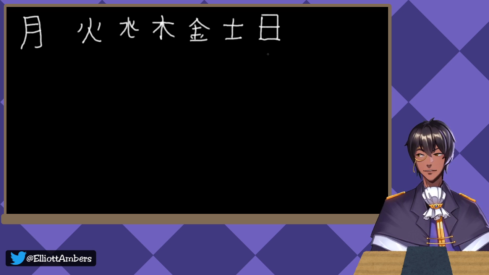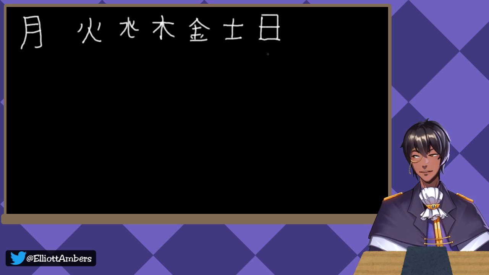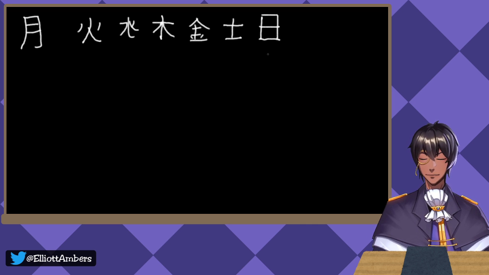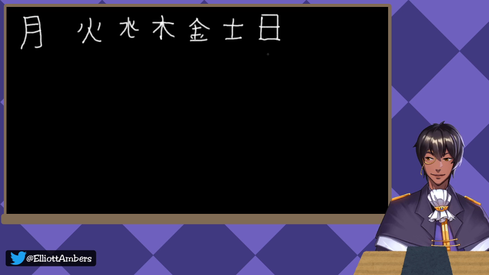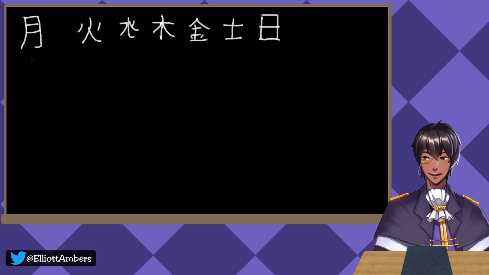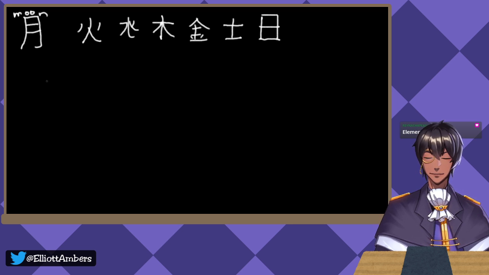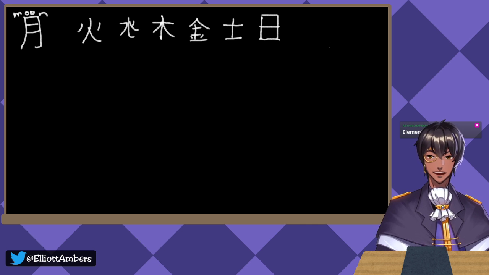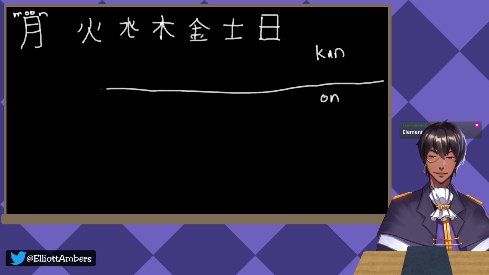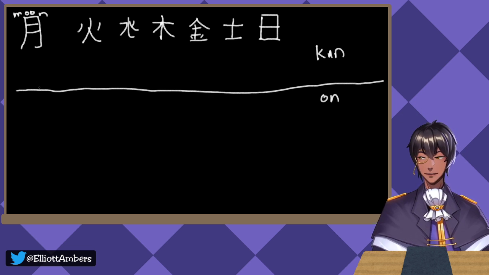But alternatively, does anyone in the chat know what these also represent? Ooh, my right foot went numb. So Reina said the first one. This is moon. And I'm actually going to write this like this: Kun, On. Just to sort of give a divider here, they're the elements.